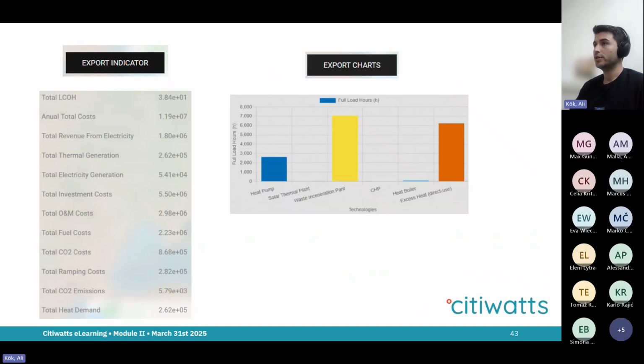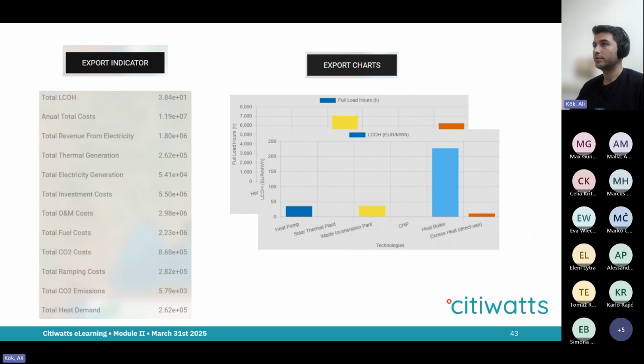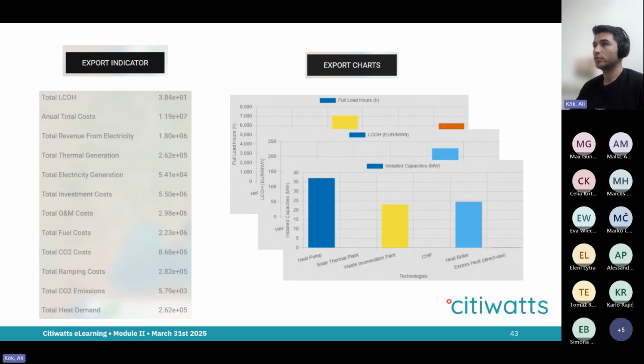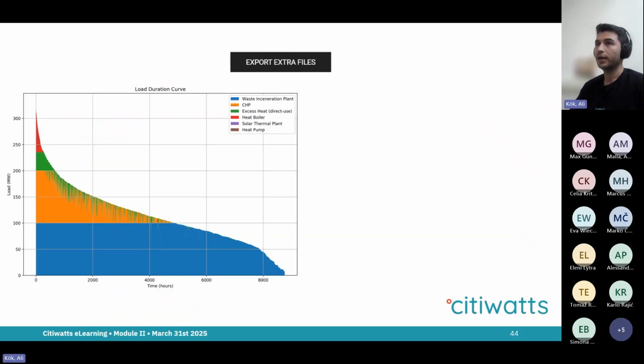Then you have several charts. I mean, here you only see 3 of them: full load hours, levelized cost of heat, installed capacities. We have more in the platform. And again, you can click on export charts, and again, you should do so to use the scenario assessment tool. And you basically get the data behind these charts, not the chart itself, but the data used to plot these charts. And you can also create your own plots working with them.